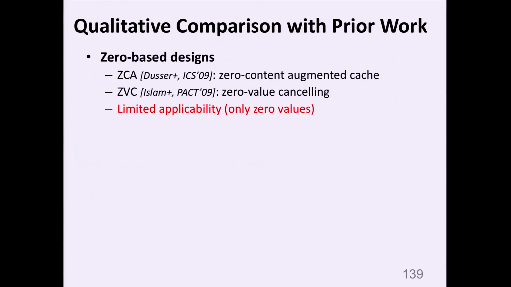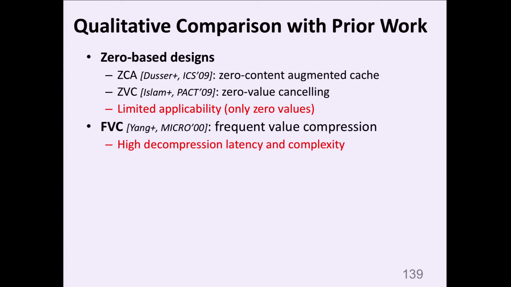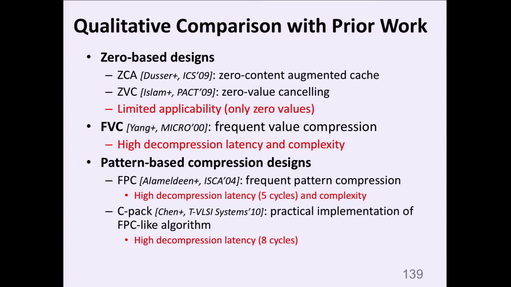So these actually give you some references. As I said, 0-based designs have limited applicability, as do frequent value compression and pattern-based compression. You can look at these if you're interested. But it turns out these other designs are complicated because decompression latency is long. Decompression latency over here is, for example, 5 cycles. Here, it's 8 cycles. Maybe you have a little bit more compression ratio improvement.